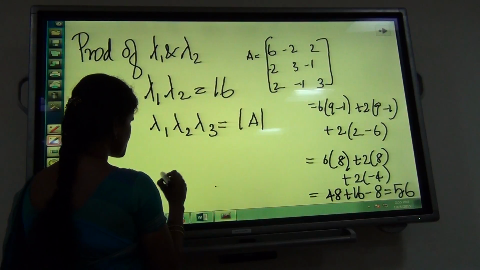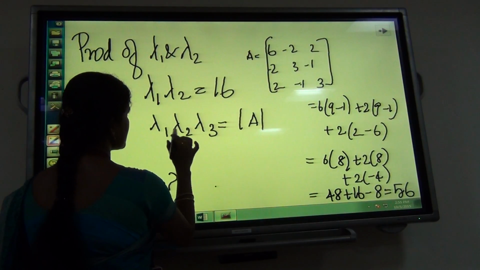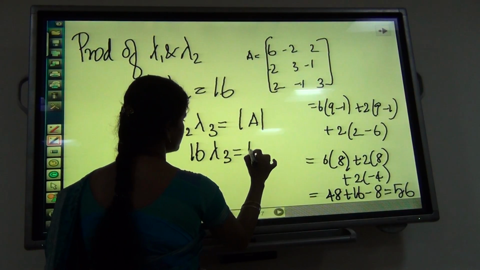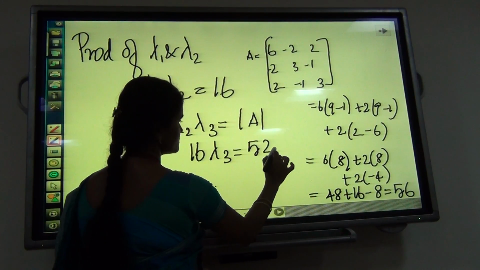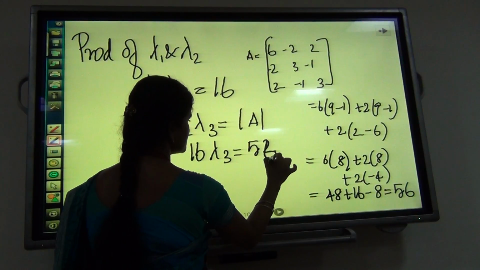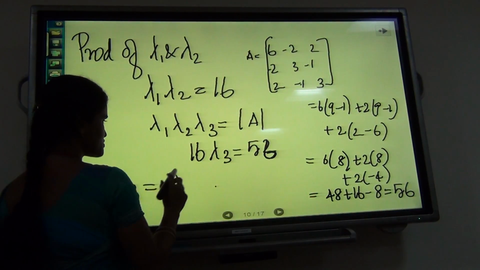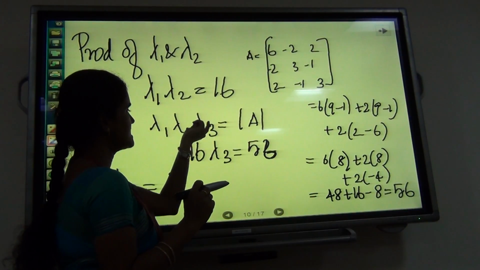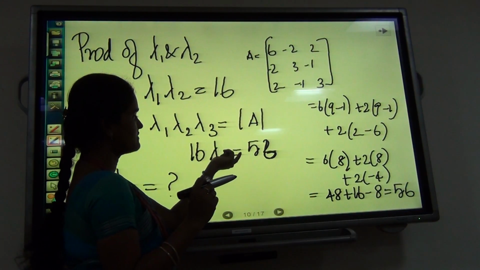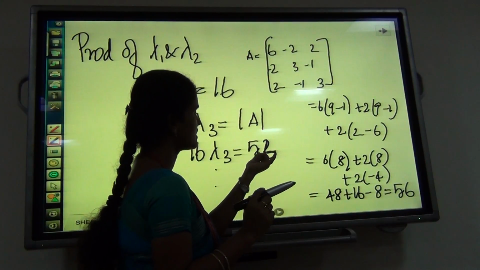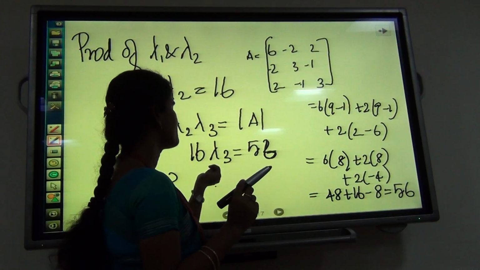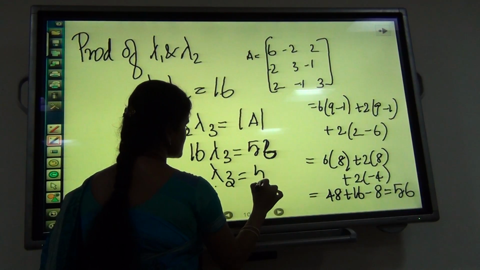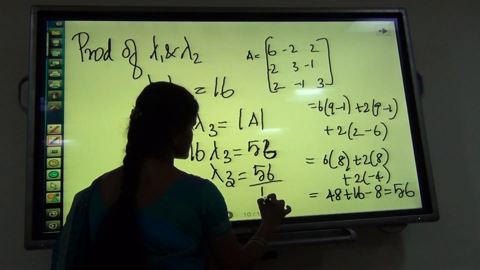It is 56 here. So as we substitute lambda 1, lambda 2 is 16, lambda 3 is equal to 52... 56, it's 56. So as we substitute lambda 1, lambda 2 is 16, lambda 3 we don't know exactly, it is equal to the determinant of A, which we found is 56. So as we bring this 16 to this side, lambda 3 is equal to 56 by 16.